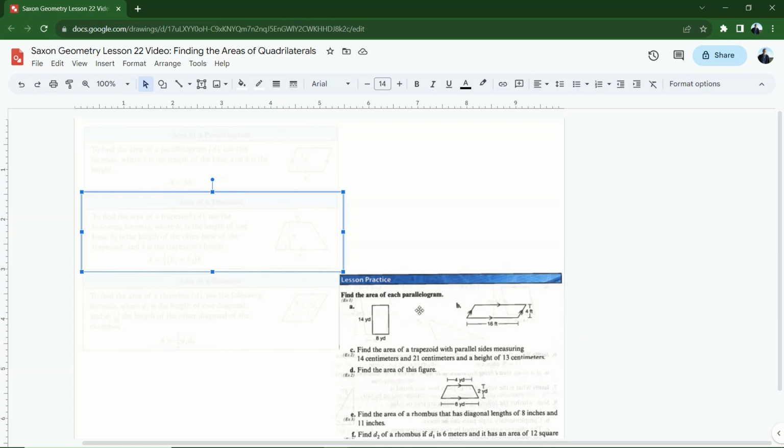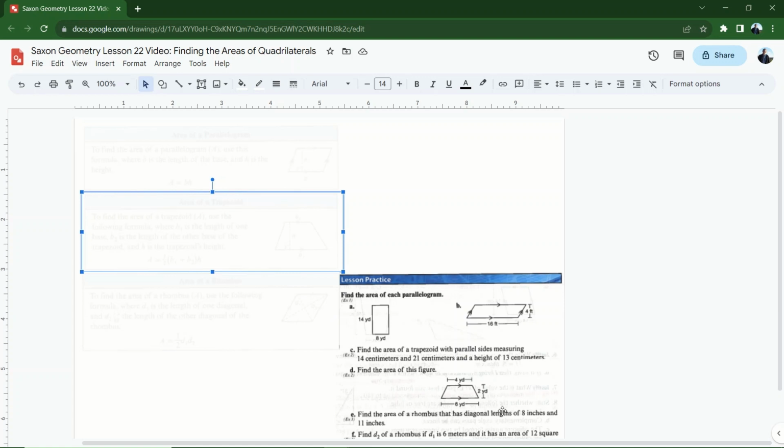You see I have some parallelograms. Here I have a rectangle, maybe, or maybe it's a parallelogram, who knows. Down here I have a trapezoid. Then you can see in this one, letter E, it mentions a rhombus. Okay, so we've got these different types of quadrilaterals. We're going to be talking in this lesson about how we can find the areas of these.